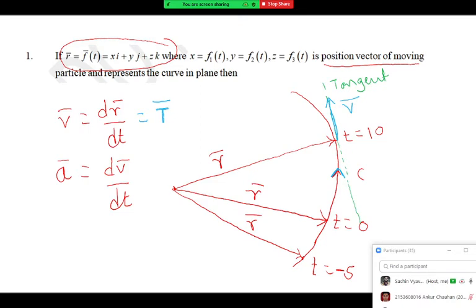But if the path is a fixed path, like a circular path, we have a fixed acceleration direction. Can you guess the direction of acceleration for a circular path? If a particle moves on a circle, what should be the acceleration? Yes, anyone? If the particle moves on this circle, what should be the direction of acceleration?